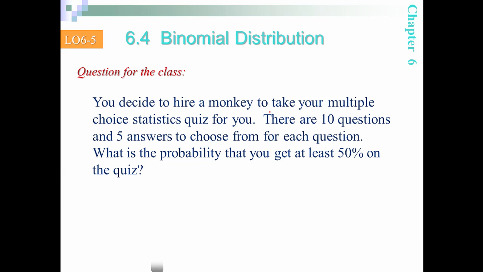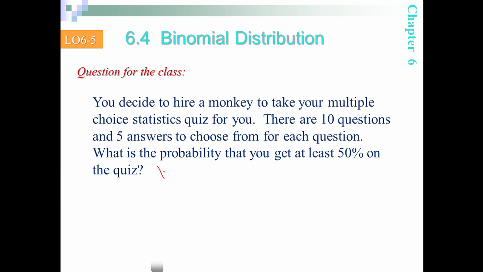So here's one more example. You decide to hire a monkey to take your multiple choice statistics quiz for you. There are 10 questions and 5 answers to choose from for each question. What's the probability that you get at least 50% on the quiz? Okay, so what does it mean to get at least 50%? That's the first question we want.